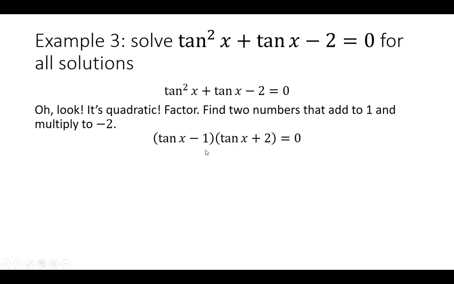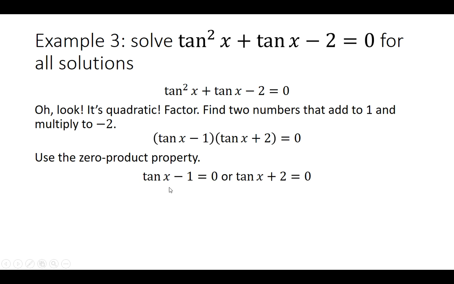And once again, by the zero product property, we can set each factor equal to 0, so that tangent of x would equal 1, or tangent of x would equal -2. We've already done tangent x equals 1 in the previous example, but we did it in degrees, not radians. So we'll just use the radian equivalents.